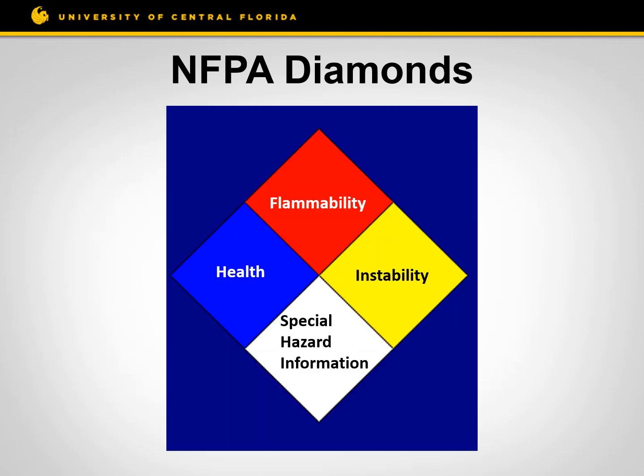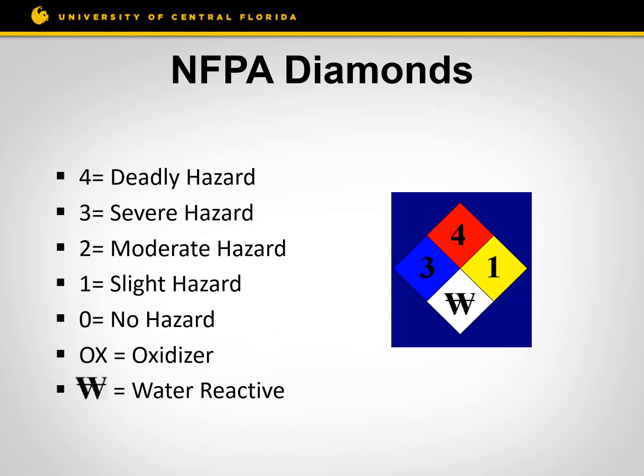The NFPA diamonds represent health on the left in a blue diamond, flammability at the top in a red diamond, instability or reactivity on the right on a yellow diamond, and the white diamond at the bottom is special hazard information. The NFPA rating scale is 4 is a deadly hazard, all the way to 0, which presents no hazard. The special hazards that most commonly are found on UCF property are oxidizers, OX, and water reactives, represented by a W with a line through it.